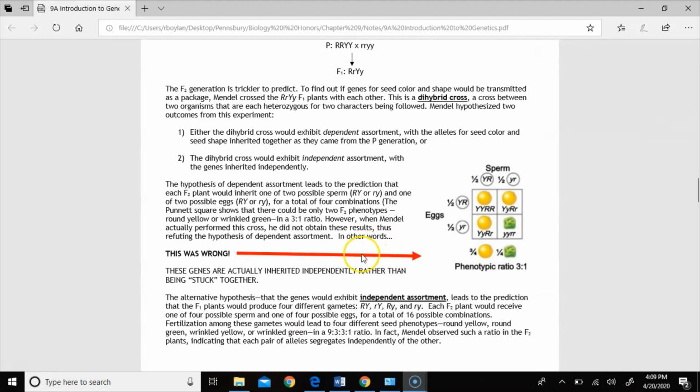So here's what Mendel thought would happen. He thought, yeah, I know what's going to happen. You're going to make these F1s, and then you're going to go ahead and cross them, and you're going to get a 3-to-1 ratio, yellow and round 75% of the time because the genes are stuck together, and then you're going to get wrinkled green 25% of the time. This is not correct, okay?